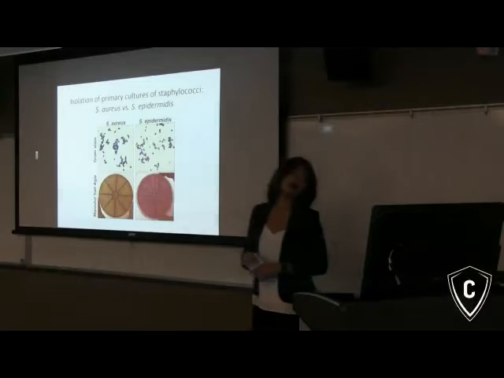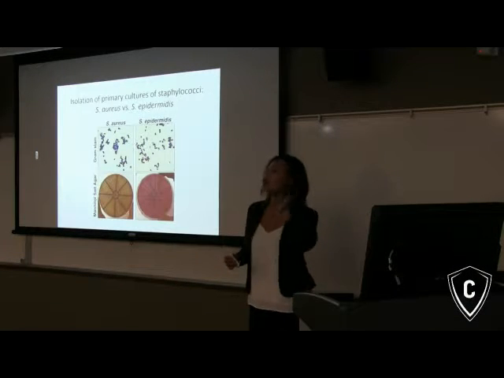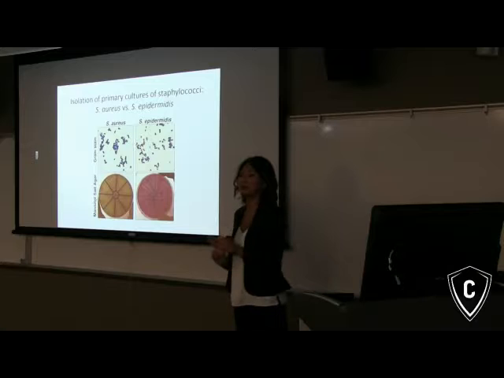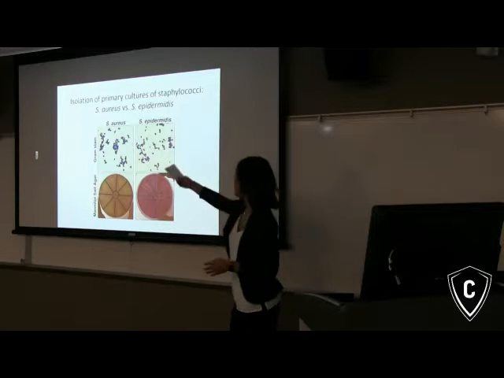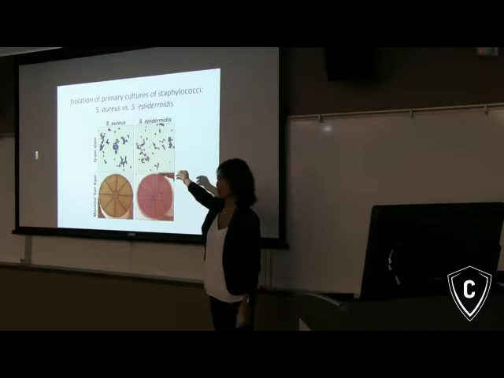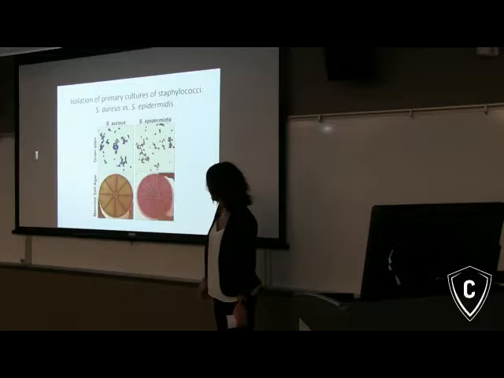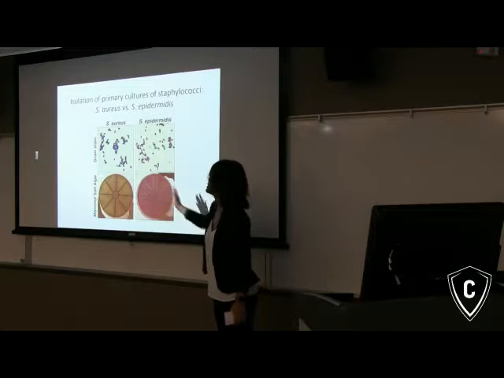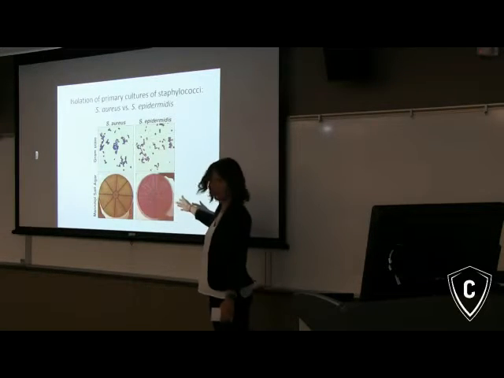Prior to our experiments, we isolated the 2 most abundant bacteria found on your skin, Staph aureus and Staph epidermidis. We identified them morphologically under the microscope using Gram staining, and biochemically using mannitol salt agar, which differentiates whether it is aureus or epidermidis.